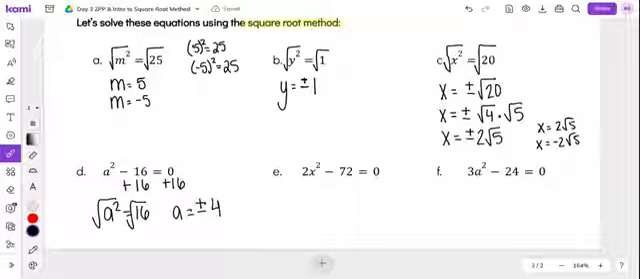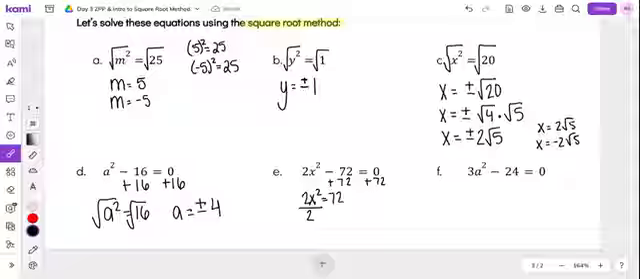Okay, let's take a look at E. With E, now we start to see a little bit of manipulation. We have to handle the 72. We have to handle the 2 out in front. We also have to take the square root. So we're going to do this in reverse order of PEMDAS, right? So we're going to start by adding 72 to both sides. And we get that 2x squared is equal to 72.